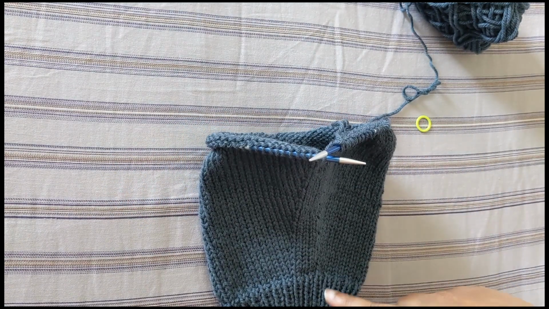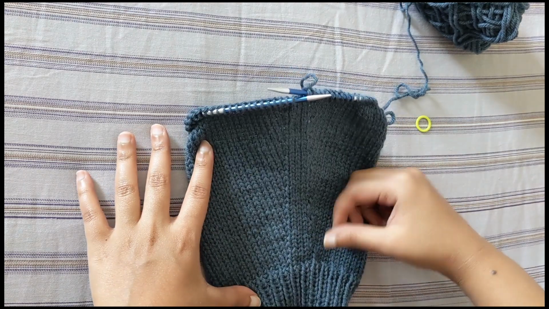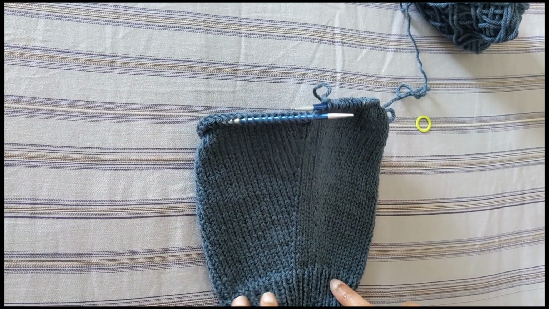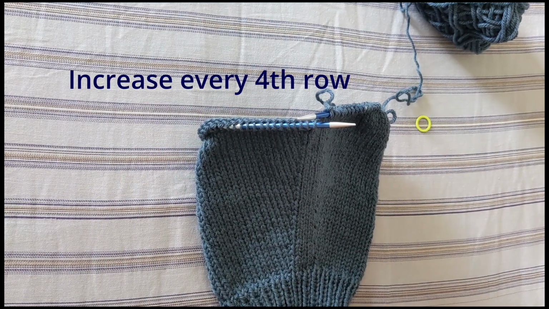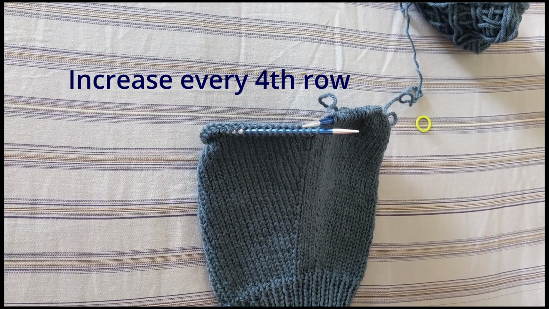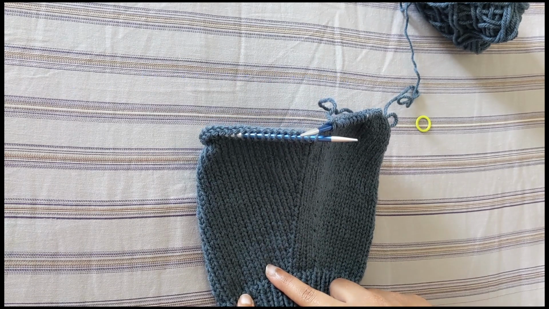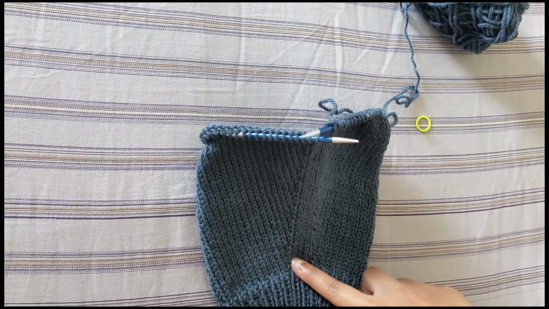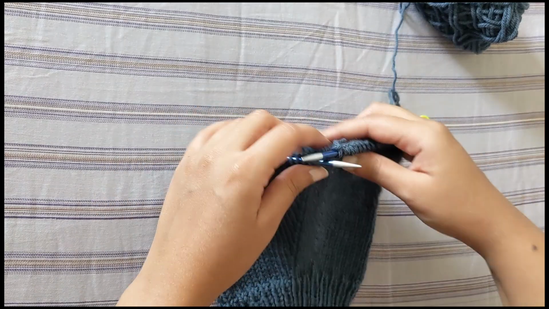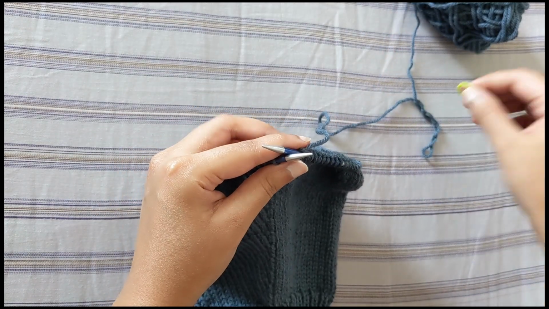I have made a rib of 2 inches, 1 by 1 rib, and after that I have started my increases. So I am increasing every 4th row. After making this rib, I have knitted 3 rows of stockinette stitch and made the 4th row the increase row. Okay, so now I will show you how to increase.